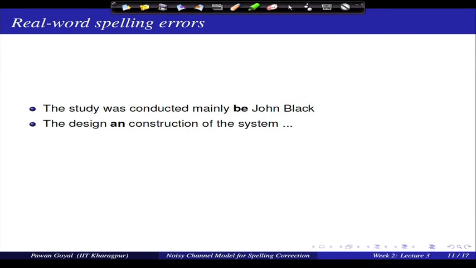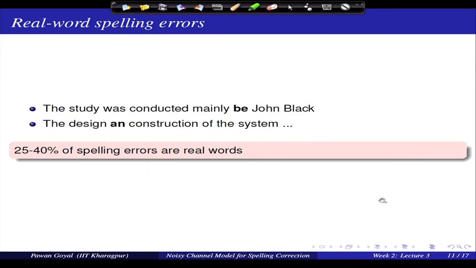Okay, same in the next sentence, the design and construction of the system. I know this should be "and", but the user ended up typing "an". Now these are real words in my vocabulary, and I want to correct the spellings. One thing is sure, I should be using the context. Now how do I actually use the context for trying to correct these errors?